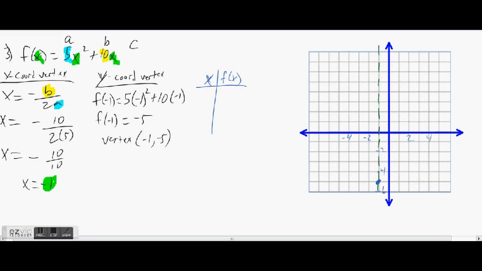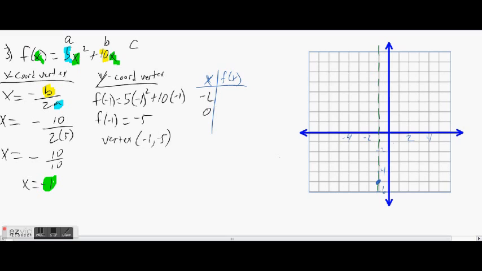Alright, so here's my vertex. One space to the left gives me -2. So I'm going to use -2. And then one space to the right is 0. Oh, sorry, I'm in the wrong spot. So right on the y-axis, x equals 0.